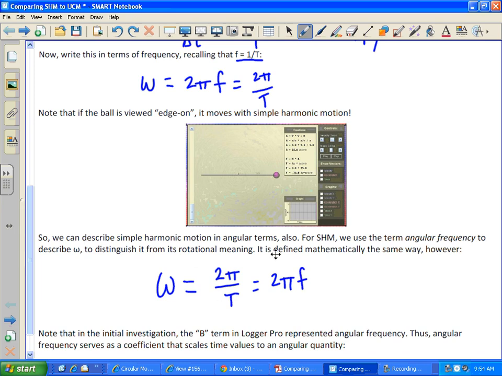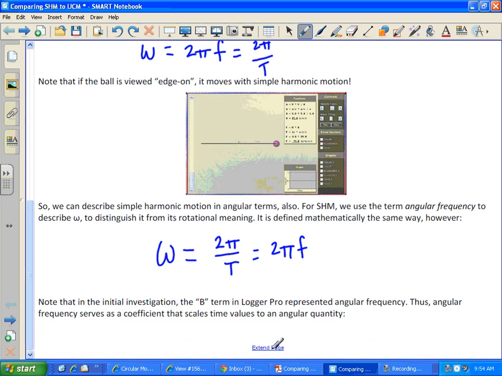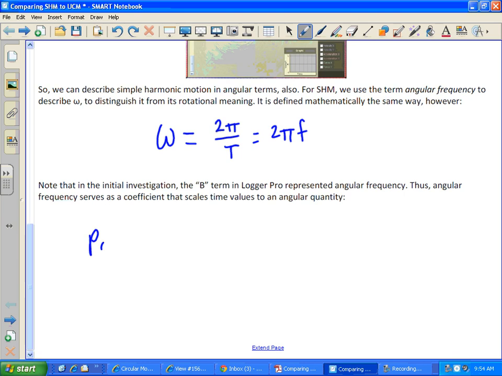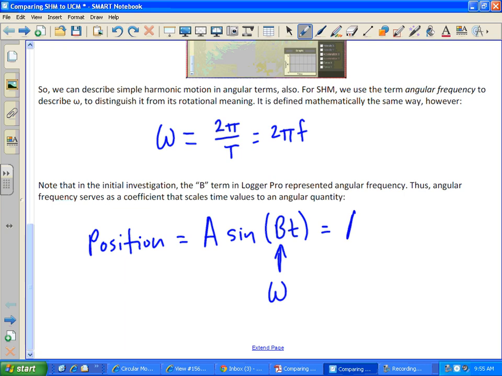Now this term did show up in our initial investigation. Remember, our general equation from Logger Pro looked something like position equals amplitude times sine of some coefficient b times t. This b term is what we're talking about here. The standard way of talking about it in physics for simple harmonic motion is omega, its angular frequency. So we could also equivalently write it as a sine omega t, knowing that the value of omega is 2 pi over the period, or 2 pi times the frequency.